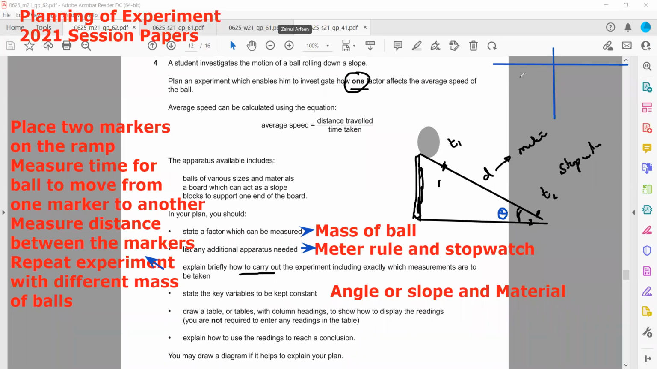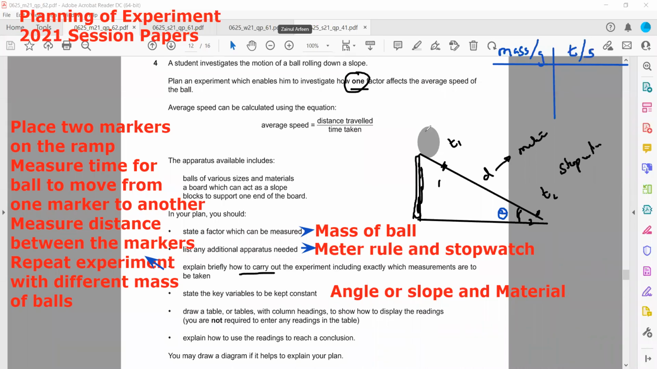Because the distance we kept the same here, the distance between the markers is the same. So we are investigating how the mass is affecting. So for example, mass in grams. The SI unit of mass is kilogram, but in the lab we are not using 1 kilogram or 2 kilogram or 5 kilogram objects. Normally it is in grams. That's why mass in grams. And then time in seconds.